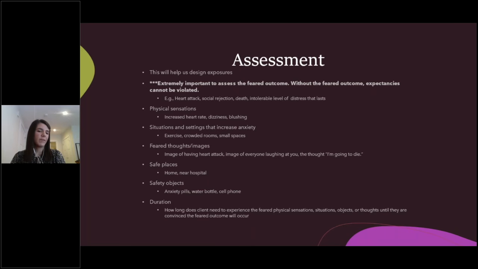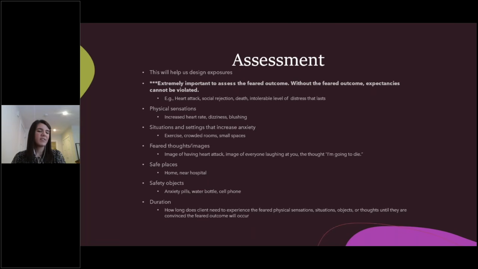Feared thoughts and images. It could be the image of having a heart attack, or the image of having to call an ambulance and having the ambulance take them to the hospital, or an image of everyone laughing at them, or the thought, I'm going to die.